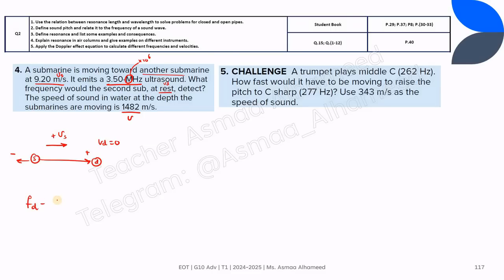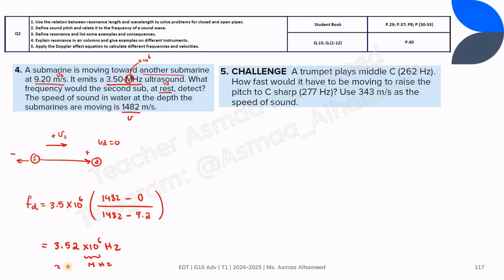Now we substitute directly. We have 3.5 times 10 to power 6 multiplied by 1482 over 1482. Now we are not moving, we are the detector, and the other submarine is moving at 9.2, so the answer will be 3.52 times 10 to power 6 hertz, or we can write M in this case, megahertz, and 3.2 megahertz.